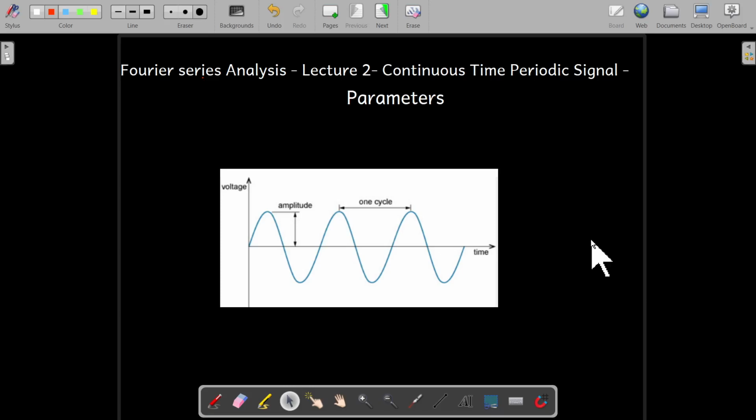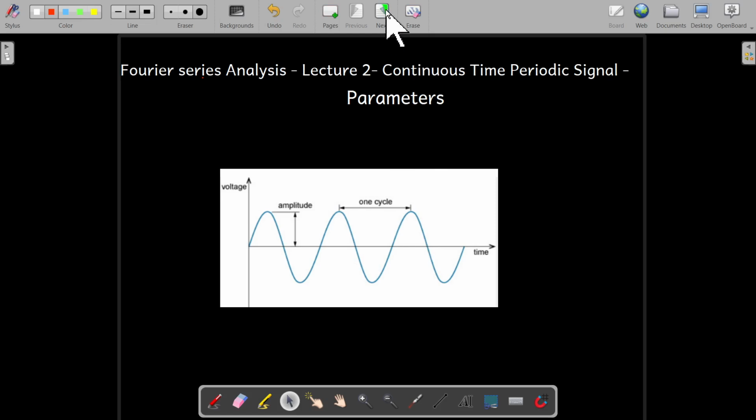Hello everybody. Now we'll see about the definition of these parameters in detail. As you see, this is a continuous time periodic signal. This is nothing but a sinusoidal waveform. A signal is actually one which conveys information. This sinusoidal waveform is not actually conveying any information, but it is a signal anyhow, right?